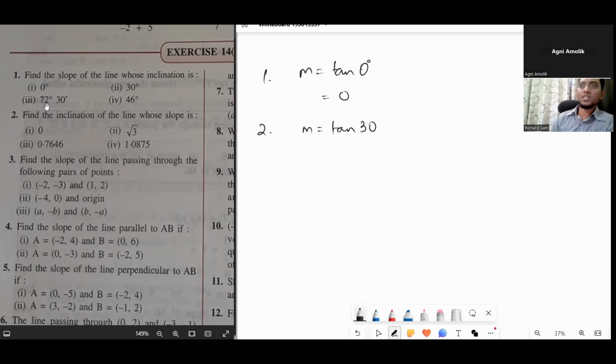What about this one? 72 degrees 30 minutes. How do we find this? The table is there in the book, no? Take your textbook and tell me what is the tangent for 72 degrees. Where are your books? No books. How many books are here? Only one. Wow, great.